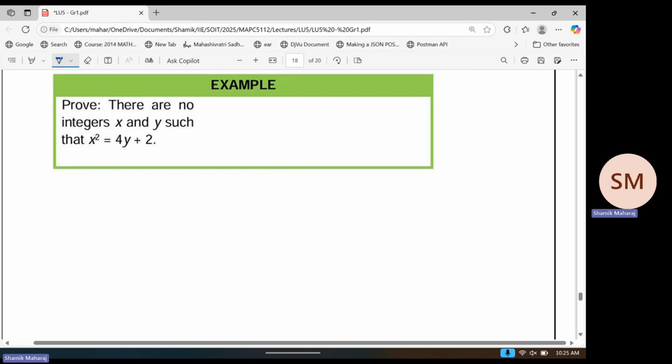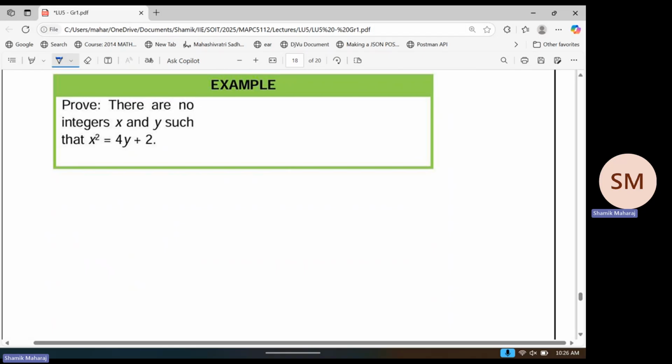So let's look at the example. Our example says there are no integers x and y such that x squared is equal to 4y plus 2. So we have to find a contradiction here essentially. It says there are no integers x and y such that the formula holds. So we try and prove that there are integers x and y such that the formula holds, and find a contradiction there. Right? That's how this works. We assume that they are wrong, essentially, and then we find a contradiction, which means, okay, they must be right.